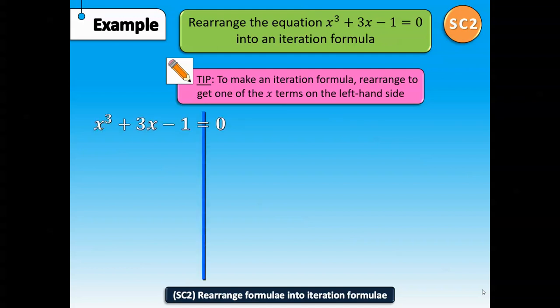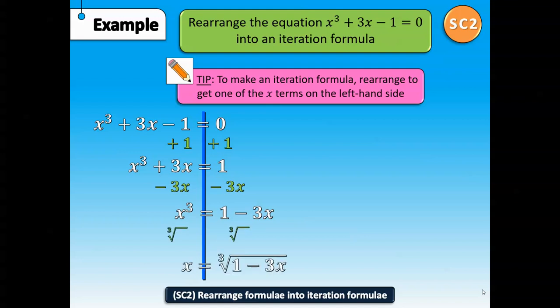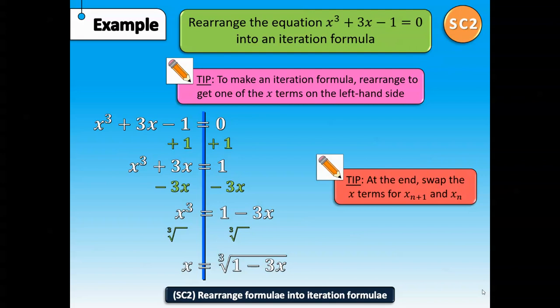So to do this one, I'm going to add 1 to both sides. Then I'm going to subtract 3x from both sides. And then I'm going to cube root both sides. So now the left-hand side is just x, and the right-hand side is the cube root of 1 minus 3x. At the end, swap the x terms for x_{n+1} and x_n. So our final answer looks like this.